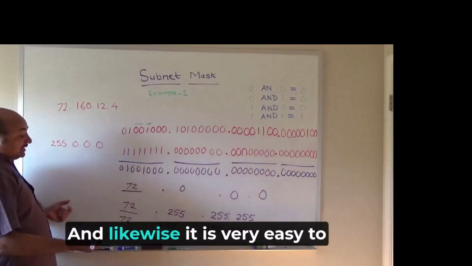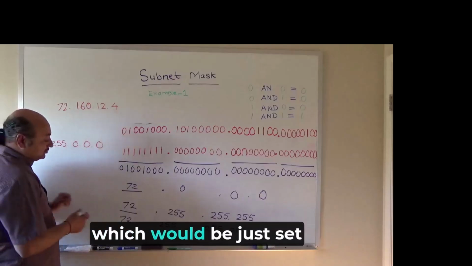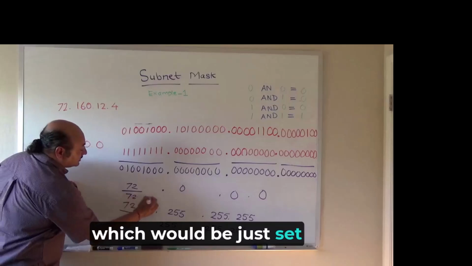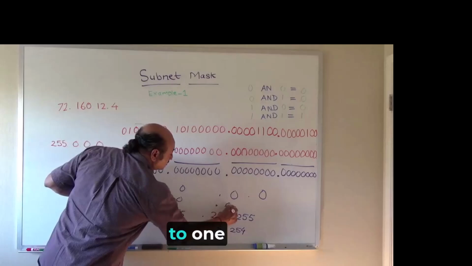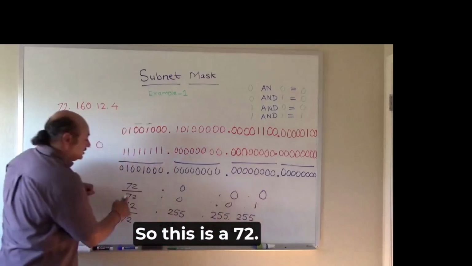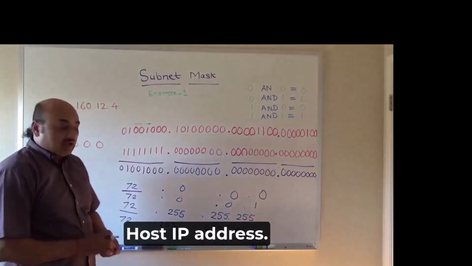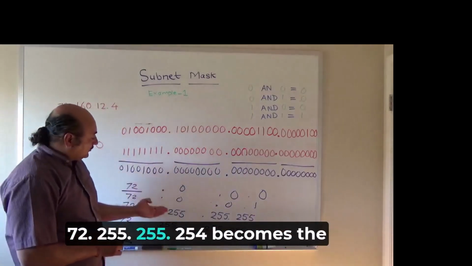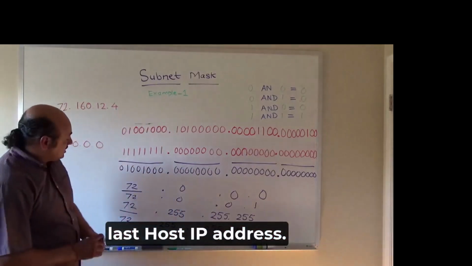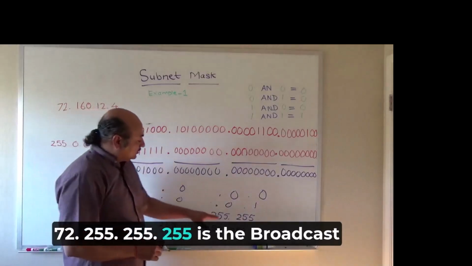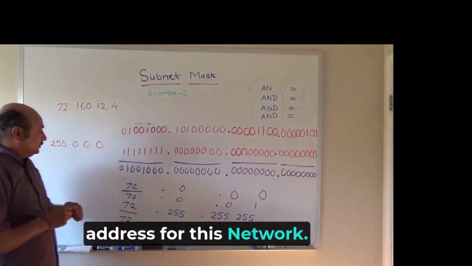And likewise, it is very easy to find out the first host IP address, which would be, just set this bit to 1. So 72.0.0.1 becomes the first host IP address. 72.255.255.254 becomes the last host IP address. 72.255.255.255 is the broadcast address for this network.